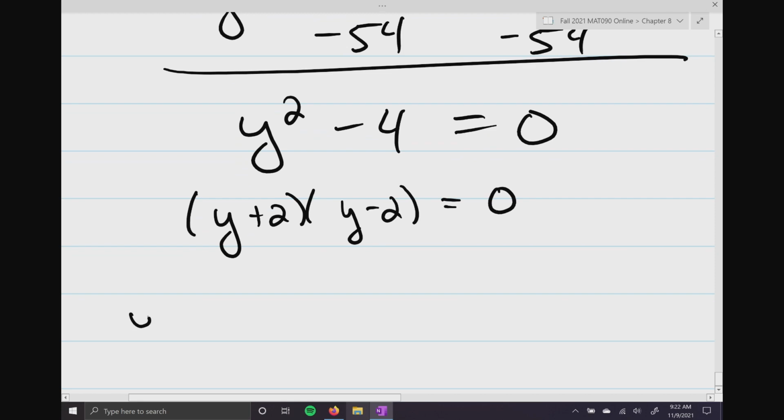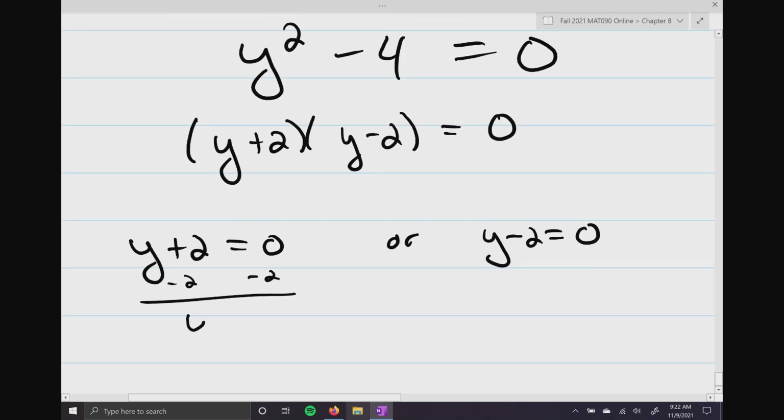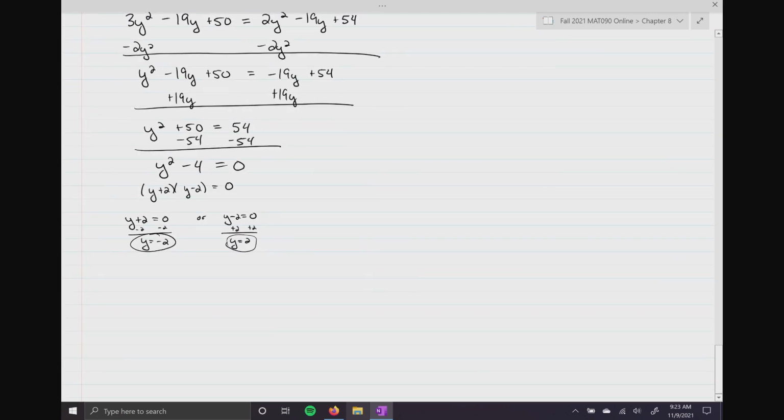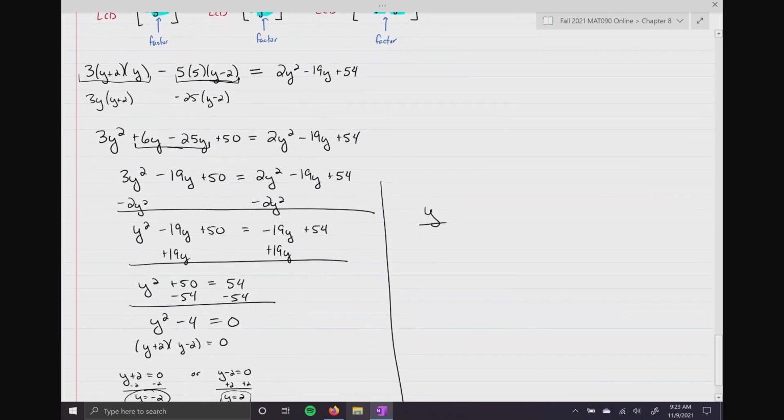Set each one of these equal to 0. And then we can solve. Subtract 2 from both sides. Y equals negative 2. Add 2 to both sides. Y equals positive 2. But you know as well as I know, we got to check. So I will rewrite the original problem over here on the right-hand side. I'm going to write its factored form, okay? So let's see, where was that? Oh, it's too far out. That's fine. I could do it in my head.